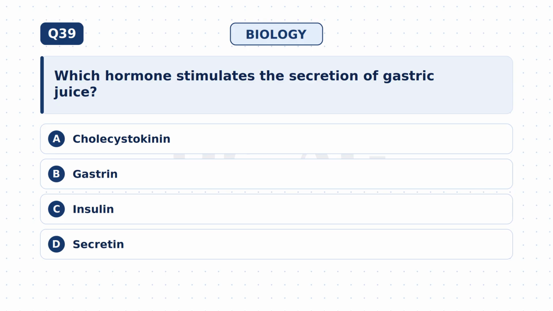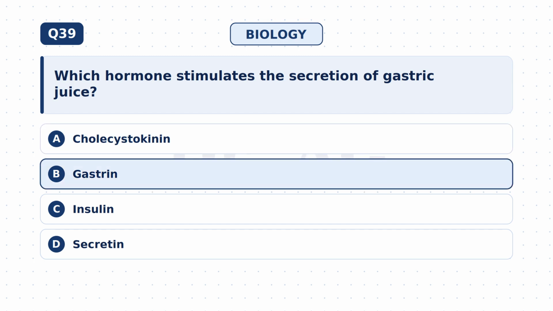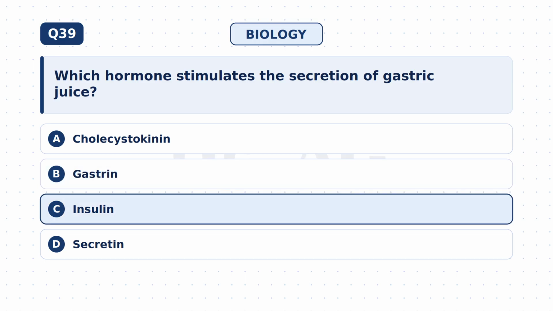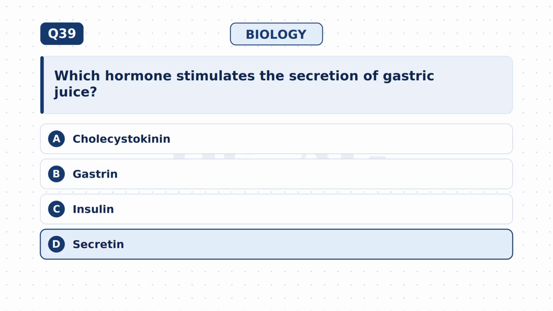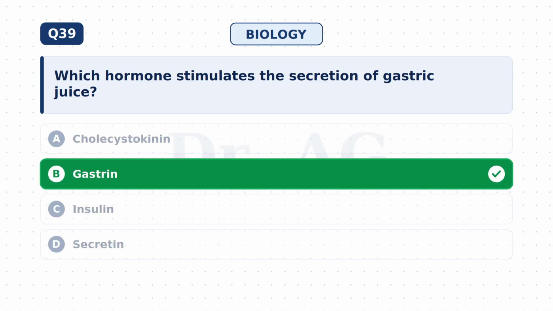Question 39. Which hormone stimulates the secretion of gastric juice? Option A, cholecystokinin. Option B, gastrin. Option C, insulin. Option D, secretin. The correct answer is B, gastrin.